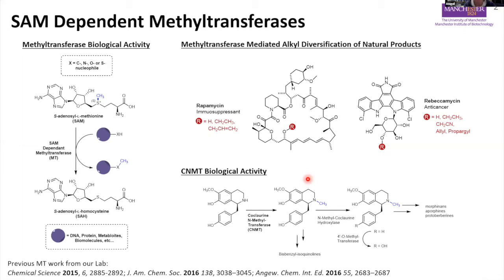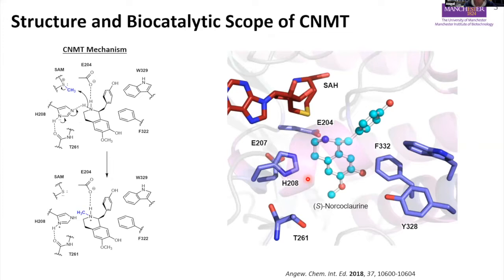So very interesting enzyme. In 2018, the group solved the crystal structure of CNMT for the first time. We used this crystal structure to perform point mutations in the active site of the enzyme and figure out what residues were important to enzyme activity, and from this propose a catalytic mechanism. So we propose it goes via deprotonation of the substrate amine from a histidine residue in the active site that facilitates that SN2 nucleophilic attack onto the SAM cofactor, performing your methylation reaction.